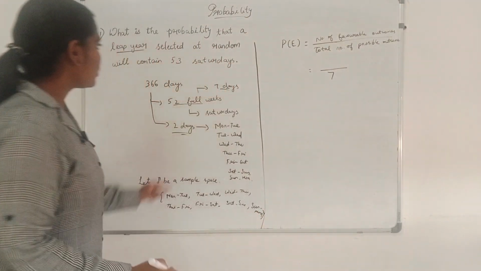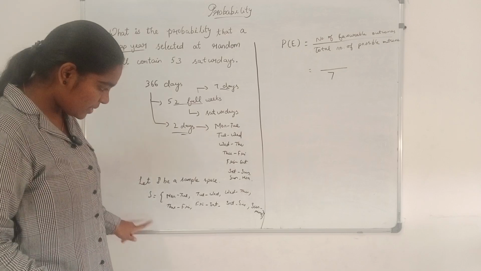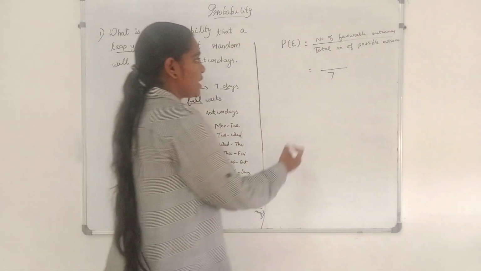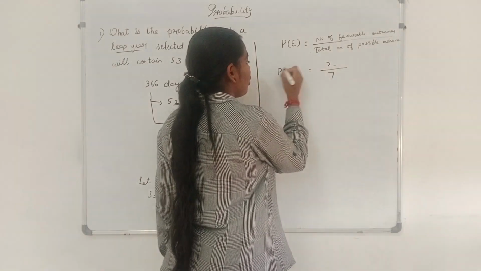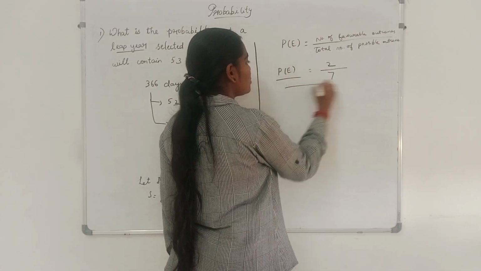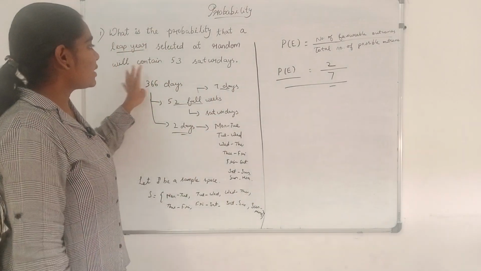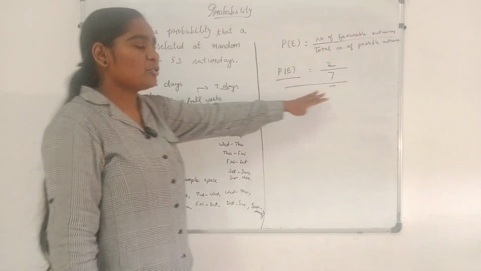In this, we have to calculate the Saturdays. So how many Saturdays are there? Friday-Saturday, Saturday-Sunday. 2 Saturdays are there. So probability of this event is 2 by 7. So probability of getting 53 Saturdays is 2 by 7.